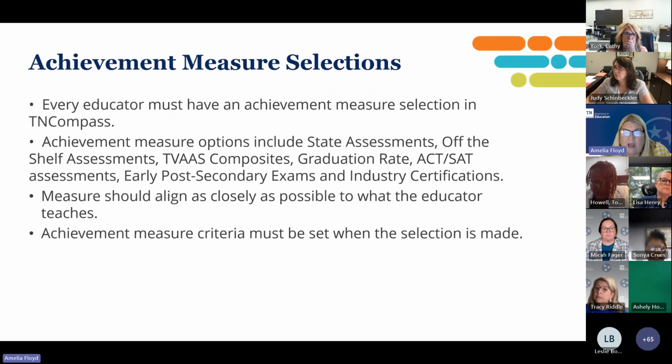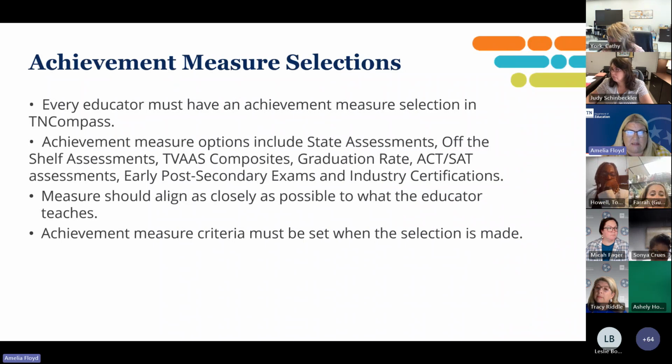The achievement measure options include state assessments, off-the-shelf assessments, TVASC composites, graduation rate, ACT or SAT assessments, early post-secondary exam, and industry certification. Measures should align as closely as possible to what the educator teaches, and achievement measure criteria must be set when the selection is made.